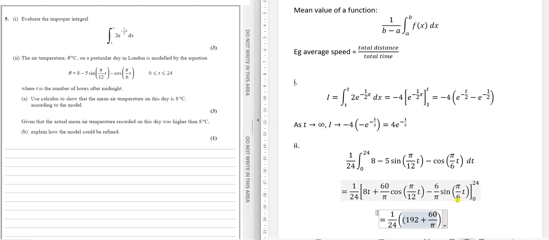And 24 divided by 6 is 4. Sine of 4 pi is 0, so I don't even need to do that second bracket. The third term, rather, the second trig term. When I substitute in 0, sine of 0 still gives me 0. Cos of 0 is going to give me 1. 8 times 0 is 0, so I get 60 over pi.